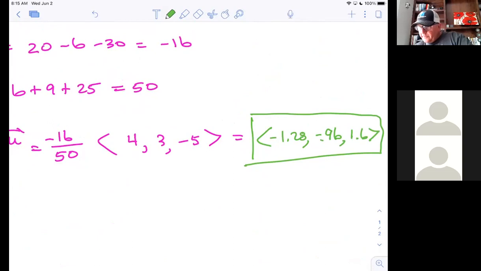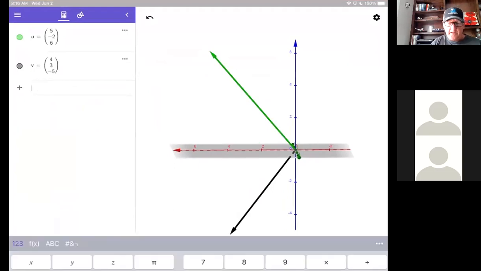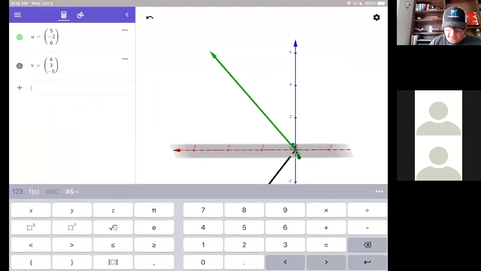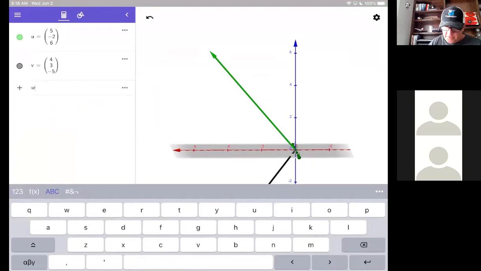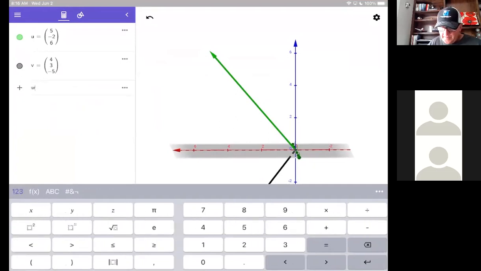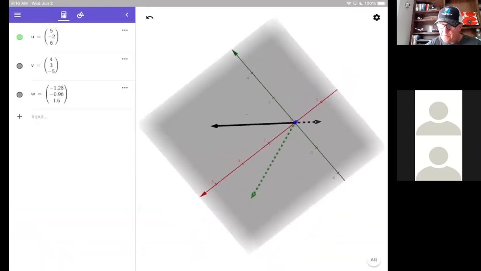So I got the other two vectors drawn in GeoGebra. Let's just add this last one. I'm just assuming I can get away with calling it W. As I mentioned yesterday, I'm getting away with typing this as an ordered pair, which is kind of cool. So we said -1.28, -0.96, and +1.6. And close the parentheses, boom, and we think we're done. So the question is, are we?